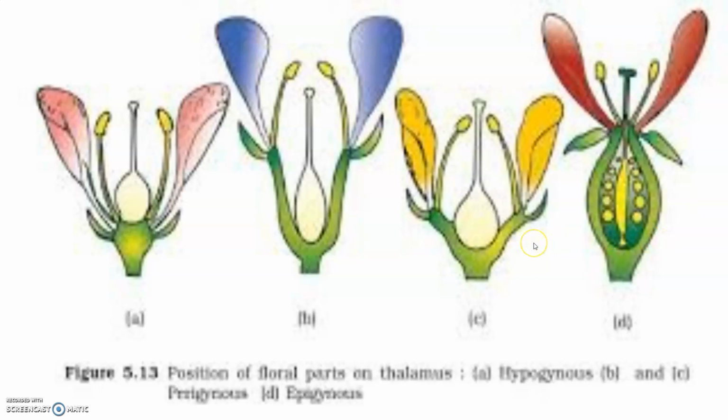Flower. Flower is a reproductive unit in the angiosperms and it is meant for sexual reproduction, and a typical flower has 4 different types of whorls which are arranged on the swollen end of the stalk or the pedicel, which is called thalamus or receptacle. So there are calyx and corolla, which are the accessory organs, whereas the androecium and gynoecium are the reproductive organs.